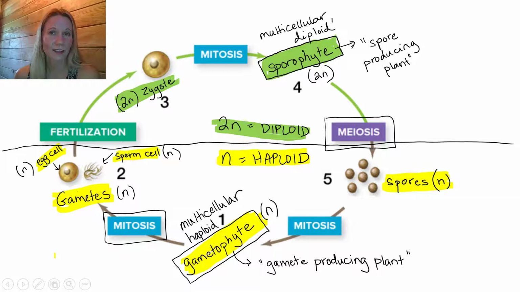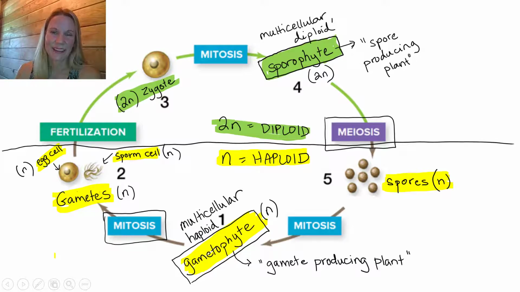The zygote is single-celled, but it undergoes mitotic cell division to form a multicellular diploid sporophyte. The mature sporophyte produces the spores of the plant by meiotic cell division and produces haploid spores. Haploid spores are single-celled. A single spore, a single unique spore, will create the gametophyte of the plant. Got it?